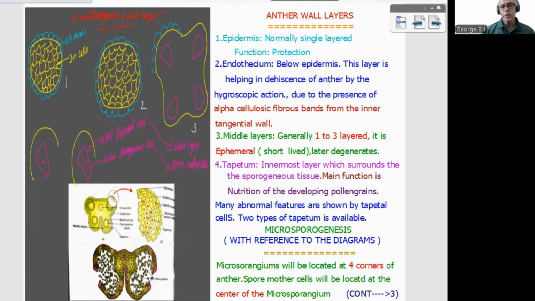Now, each microsporangium will be located on 4 corners of the anther. And inside this microsporangium, you can find microspore mother cells, which will be occupying the center of the microsporangium. So position is important. Microsporangium, 4 corners of the anther. Then microspore mother cells in each microsporangium will be at the center. This is how microspores will be formed. That part, I think it is clear. Now we can proceed to the next area.